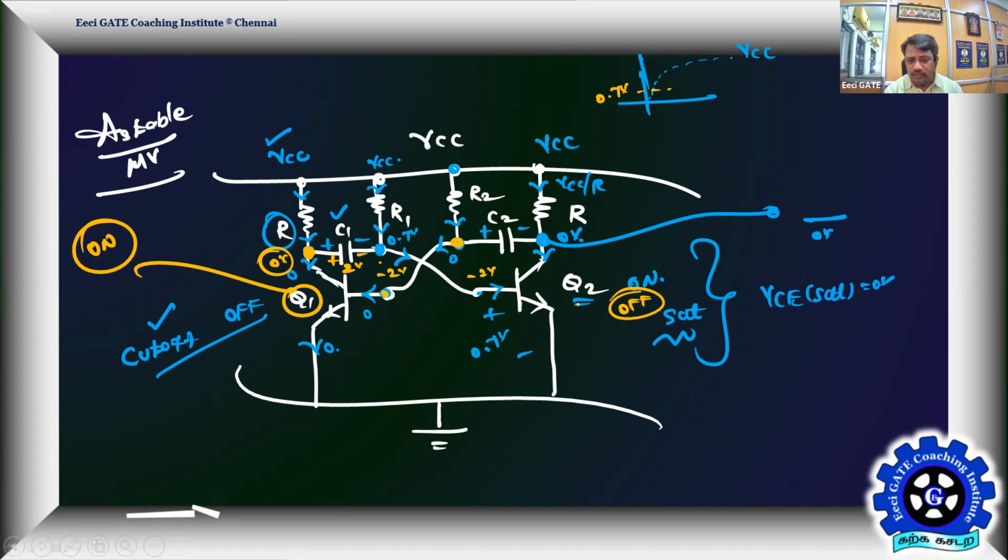The moment Q2 turns off, it is in cutoff. Cutoff means what will be the potential then? If it is in cutoff, there is no current in this, and with no current, the potential is almost equal to VCC. So it is going to have a value of VCC. Like that, it is going to remain in this on state for a certain time.